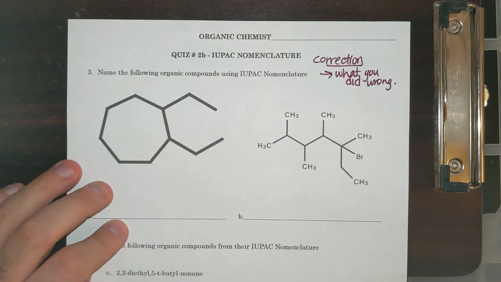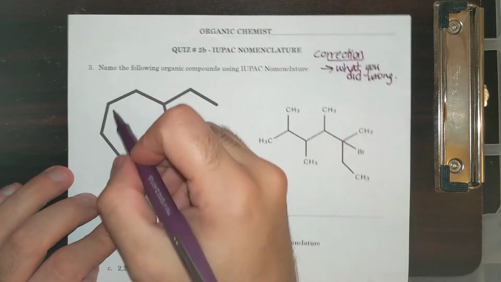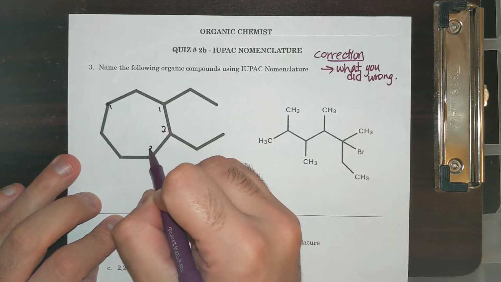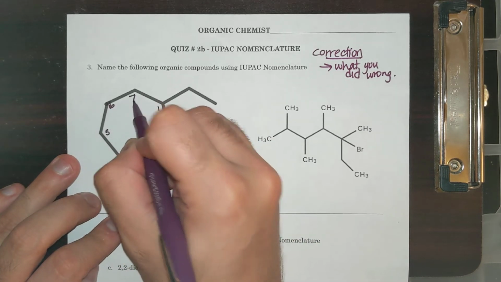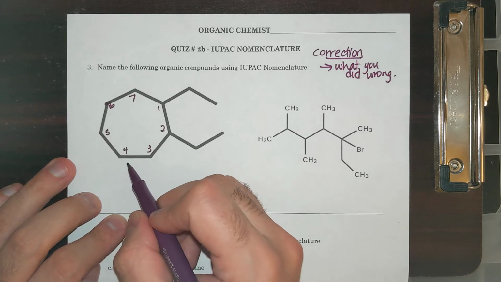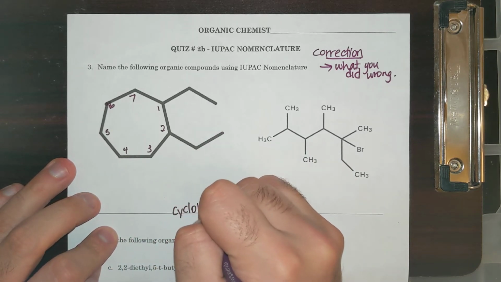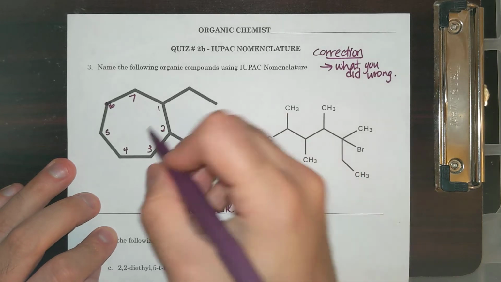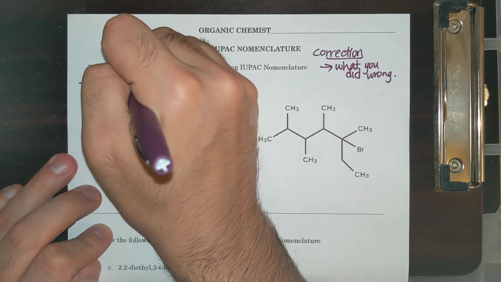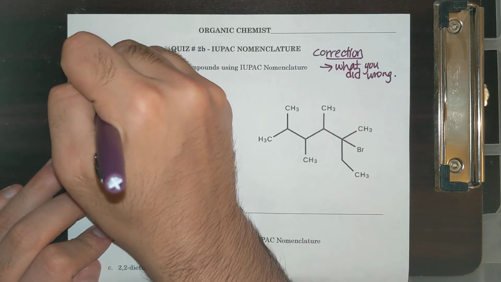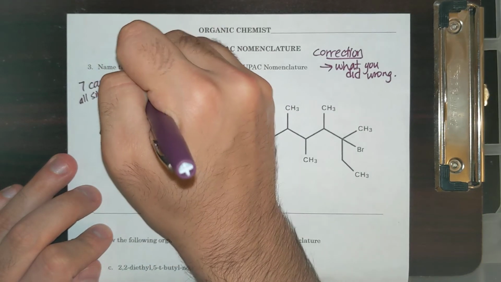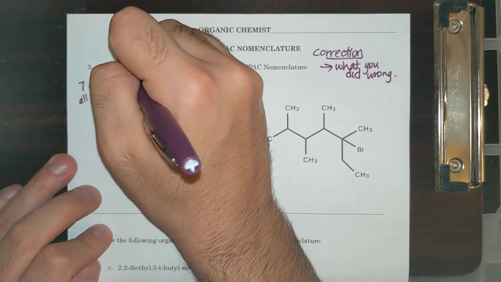All right, the first one, we are naming the following organic compounds. The first one is a ring. 1, 2, 3, 4, 5, 6, 7. This is a 7-membered ring, and I'll tell you why I numbered it this way. This is cycloheptane. That's the parent name for a 7-membered ring, all single bonds. So 7-carbon ring, all single bonds. 7 carbon means hepta. All single means ane. And then it's a ring, so cyclo.